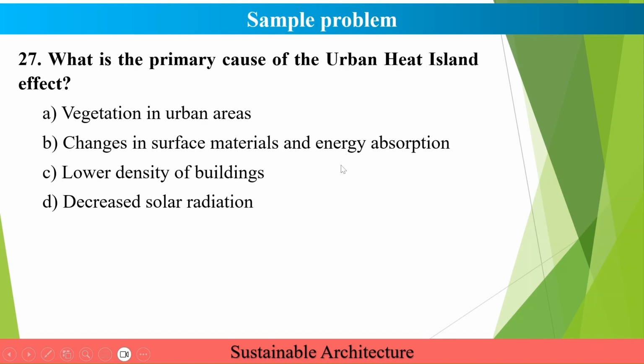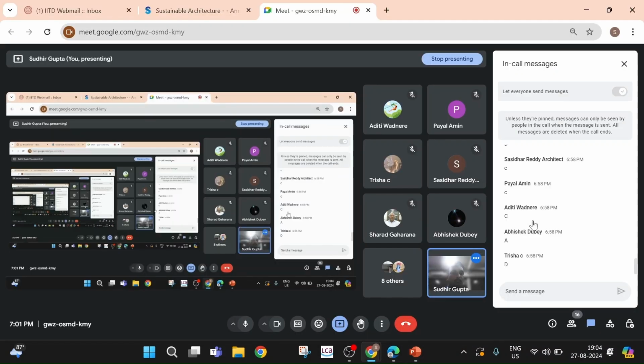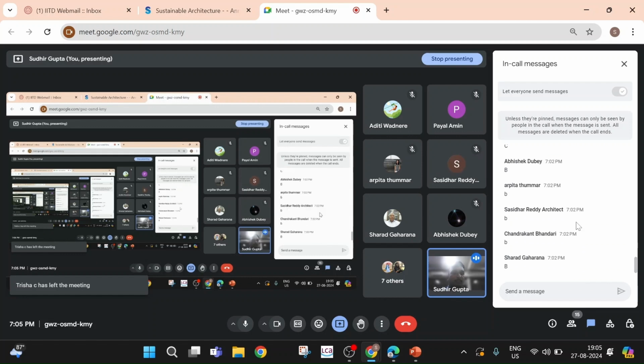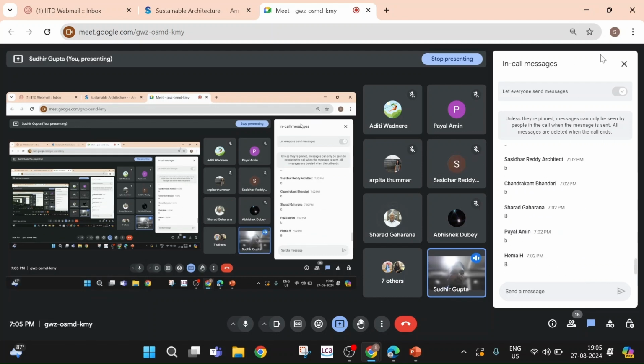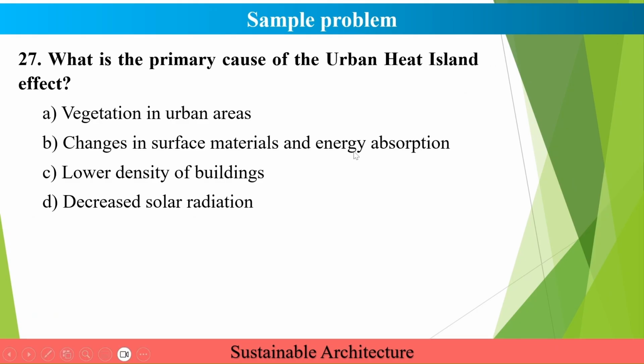Vegetation in urban areas, changes in the surface material and energy absorption. Option C, lower density of buildings or decreased solar radiation. So for this particular question, all of you have mentioned B, and all of you are absolutely right. The primary cause of urban heat island is changes in the surface material and energy consumption. Is that clear?